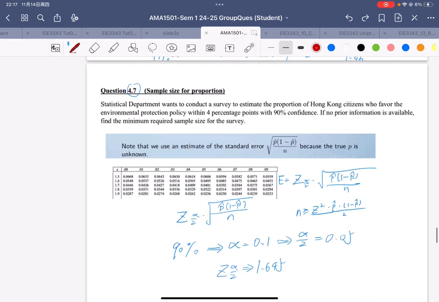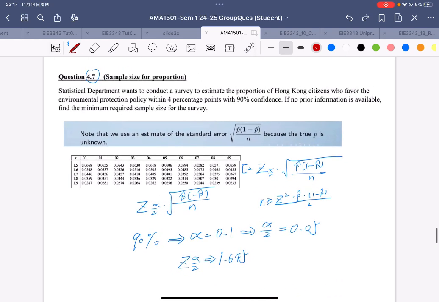Hi everyone, this is Wang Kaiyuan. Now let's have a look at question 4.7. According to the question, we can know the confidence level is 90%. And the error range in this question is within 4 percentage points.